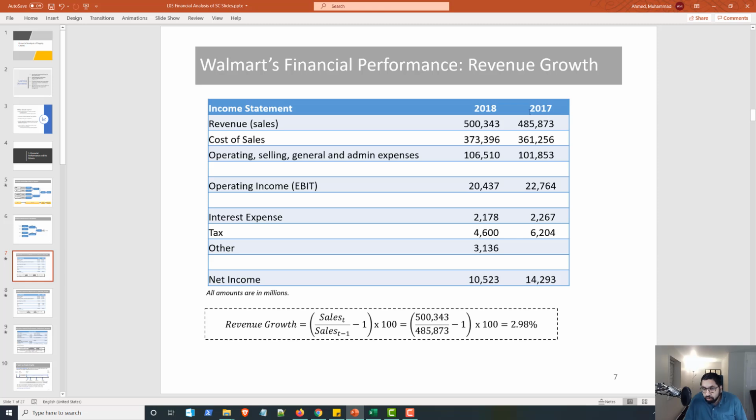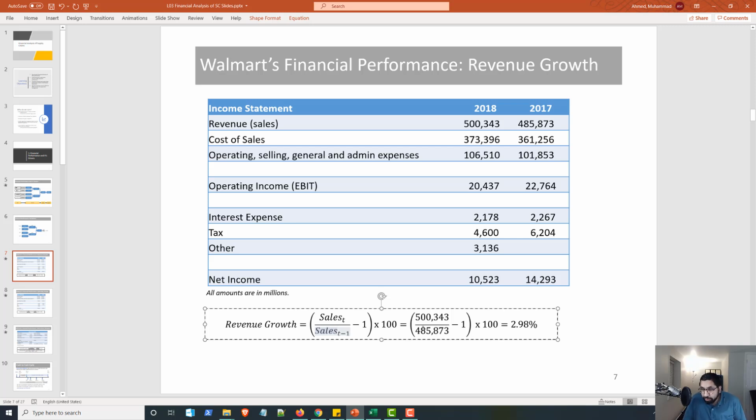So we want to compute how much was the increase. So we take sales at time t, at the current time 2018, divide by the previous year's sales, and then we subtract 1 and multiply by 100. So we take 500,343 divided by 485,873.